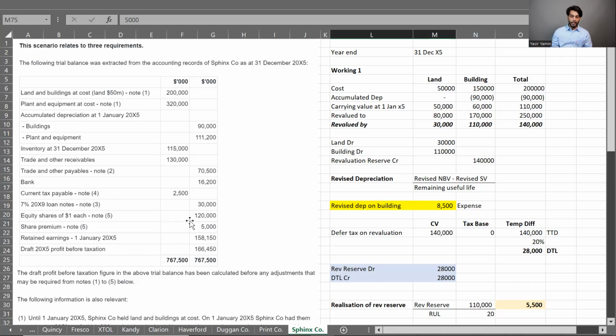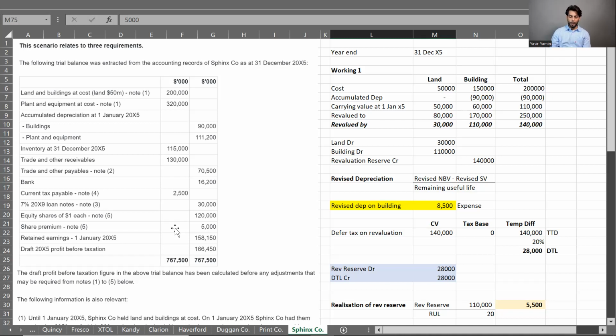The closing is given in front of you, 120,000 and 5,000. What would be my opening balance for share capital and share premium? I want an answer from everyone, please. Share capital 100,000, excellent. And what about the share premium? Share premium 0, excellent.